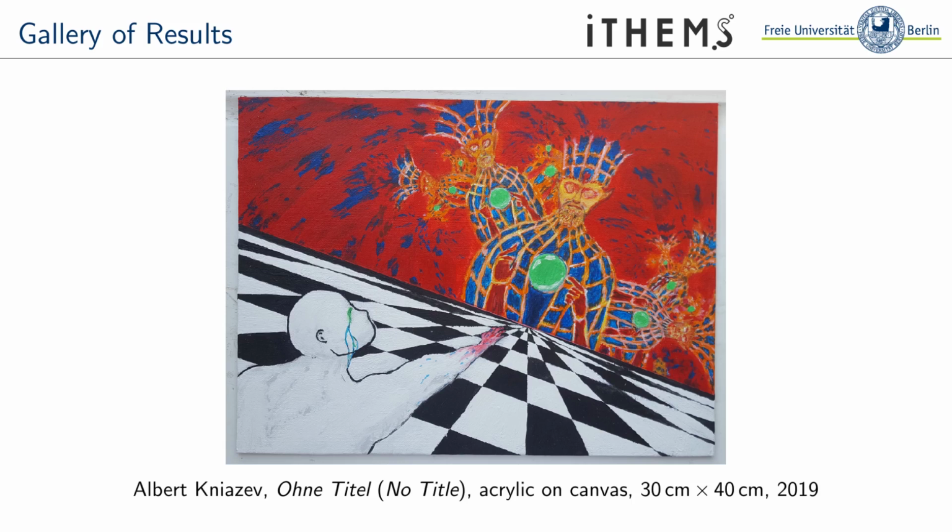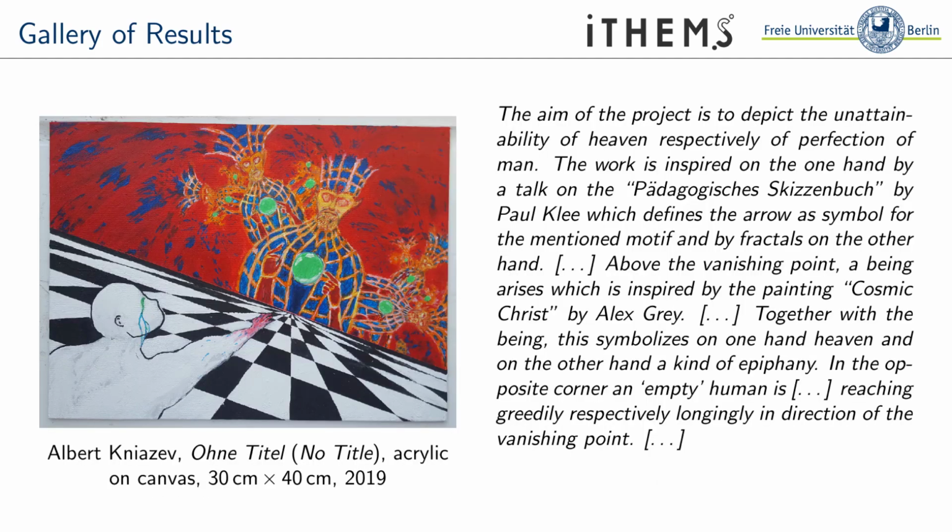Albert Kniazew, ohne Titel. The aim of the project is to depict the unattainability of heaven, respectively of perfection of man. The work is inspired on the one hand by a talk on the Pädagogisches Skizzenbuch by Paul Klee, which defines the arrow as symbol for the mentioned motive, and by fractals on the other hand.